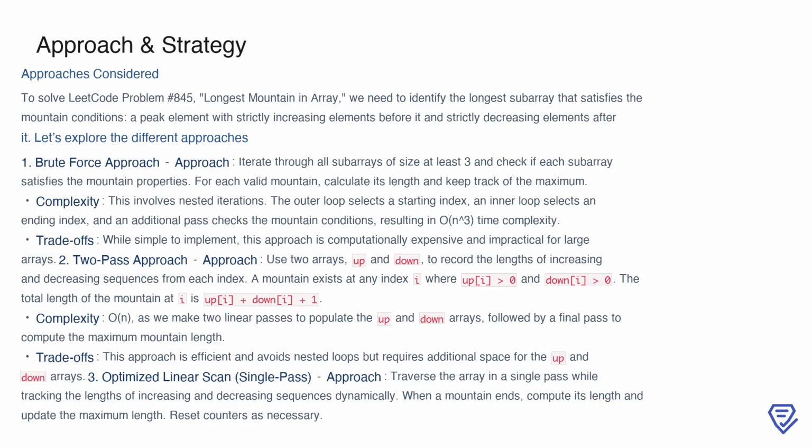larger arrays. Another approach is the 2-pass method, which uses 2 helper arrays, up and down, to store the lengths of increasing and decreasing sequences ending at each index. A mountain is identified at any index where both up and down values are greater than 0. And the total mountain length can then be calculated as their sum plus 1. This significantly reduces the time complexity to O(n), as we only need 2 linear passes to populate the helper arrays and 1 additional pass to find the maximum mountain length.